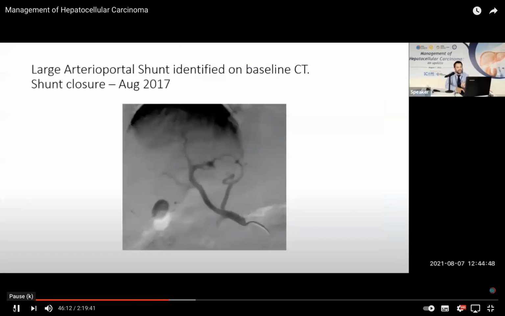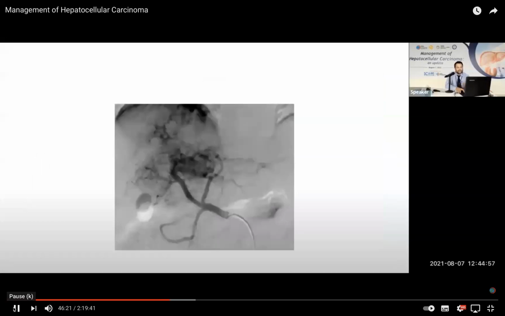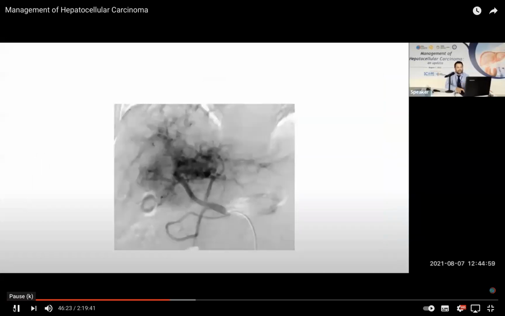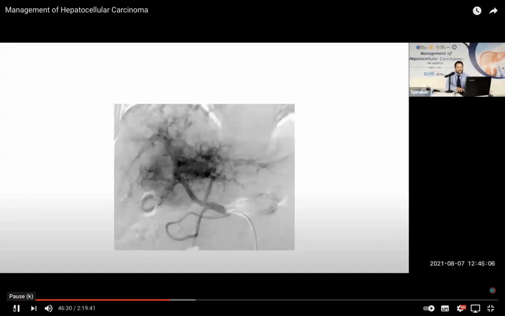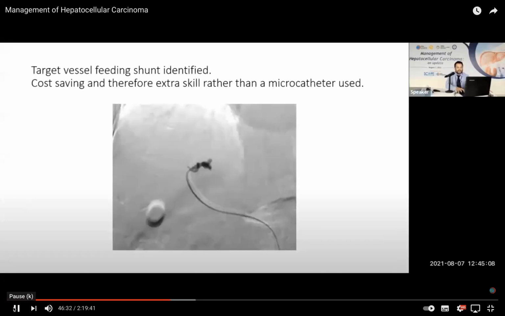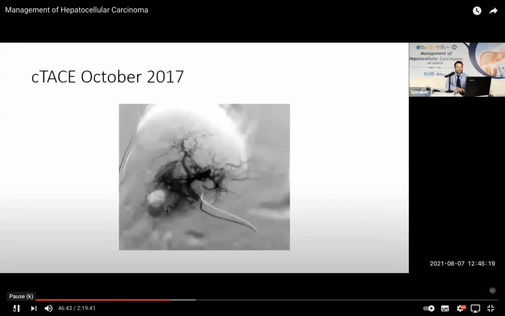So he has a large arterial portal shunt. So that's the first problem. So here you've got the angiographic phase images, and as we inject contrast, you're not seeing the tumor very well, and you're seeing filling of the portal vein. So the first thing was to try and identify and find the particular shunt, the actual vessel, and this was done without the use of a microcatheter. So this was where the shunt was, and you can see that that's the shunt filling the portal vein. So the first step was to close the shunt.